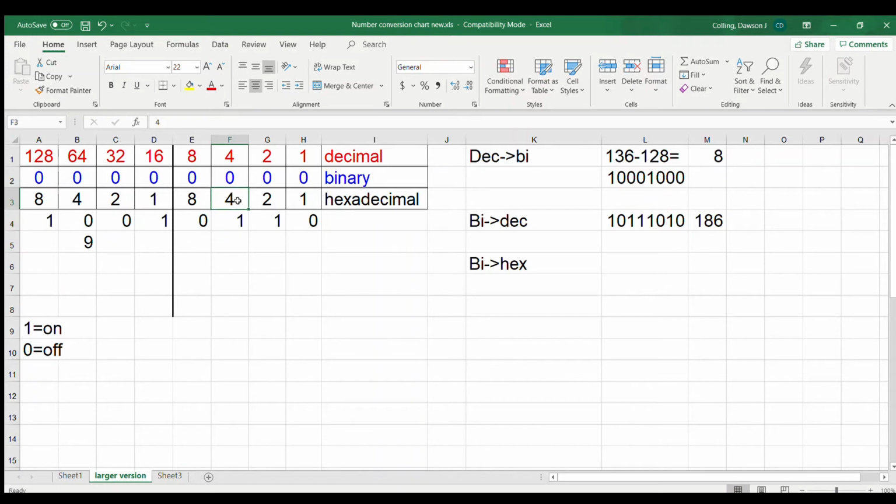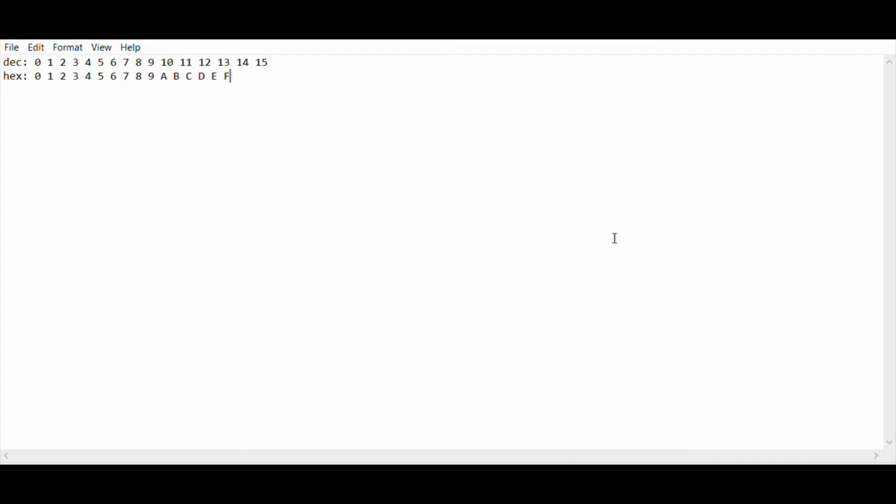And on this side, 4 and 2 are on, so 4 plus 2 equals 6. And then we don't add these two together, but instead we just put them together. So our answer turns out to be 96. Now here's something to keep in mind with hexadecimal values. They work a little different than decimal values.